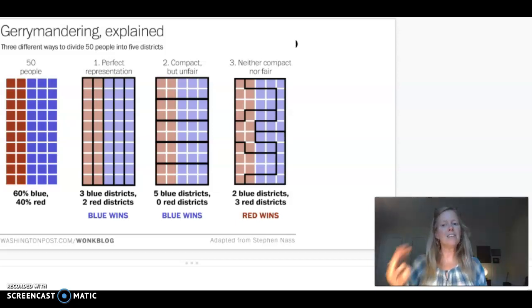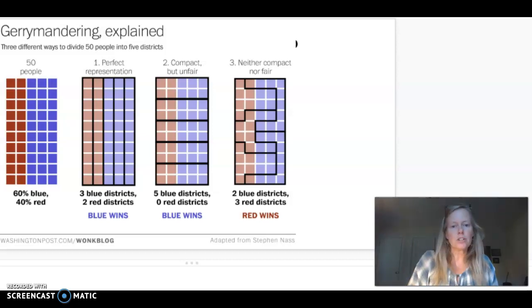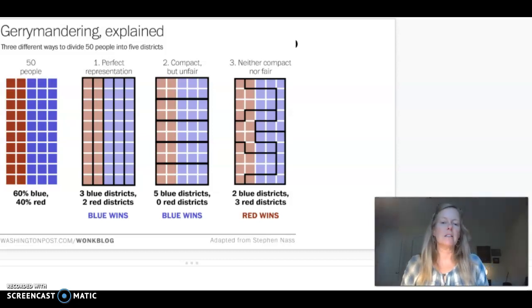So this means even though 40% of these 50 people vote Republican, their voting strength basically was diluted, and all of these districts that got divided up, the Democrats are going to win. And then you look over at the last one, and even though there's only 40% of the people voting Republican, they draw those districts in a way that the red is going to win. So now they end up with 3 red districts and 2 blue districts.